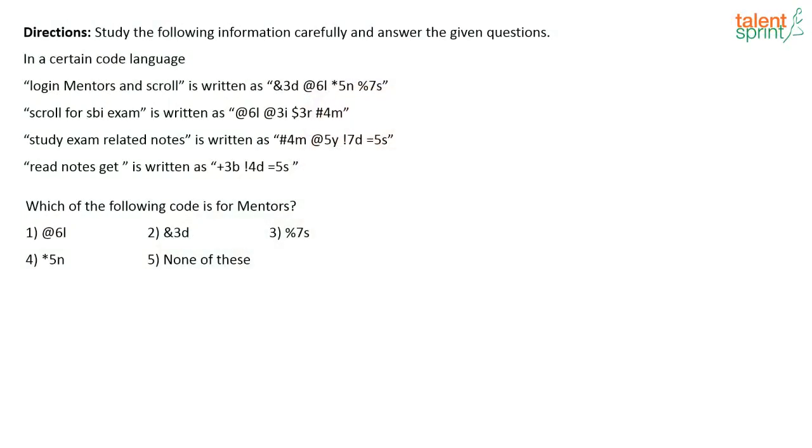Many times using that one logic itself you will be able to solve the questions that follow, either one or two. So let's try this one. Which of the following is the code for mentors? Mentors is a word that has been given here already. So it has to be one of these, right? At 3, any one of the 6L and star 5N or %7S. Correct? So which is the correct answer here?